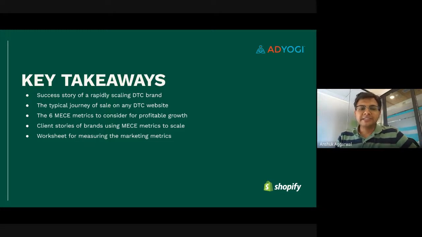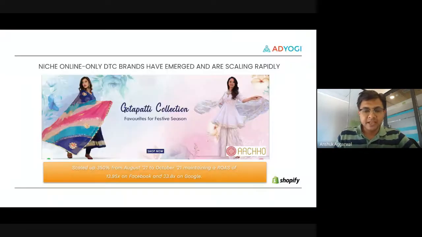But more importantly, 6 MECE metrics. MECE is mutually exclusive, collectively exhaustive. How to improve upon each metric. I'll cover maybe 1 or 2 or 3 techniques or tricks which I have seen my clients use. And most importantly, we'll talk about a worksheet today for measuring the marketing metrics, which each of you after this session can take home. You can fill in your metrics and you can see where the gaps exist and where we can actually bring in more efficiency. So that's the agenda for today.